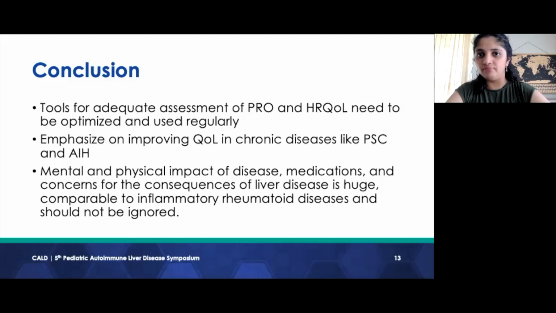We usually focus so much on our labs and imaging that we need to remind ourselves to focus more on what is your quality of life and functioning. The mental and physical impact of this disease, the medications we use with it, and its progression is huge, and it is comparable to inflammatory rheumatoid diseases, and we should not ignore it, and we should focus on it.